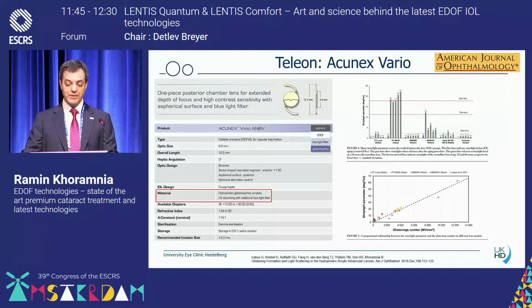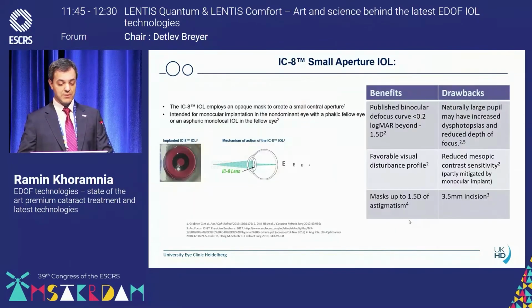In our laboratory, we have very often assessed the problem of glistenings, and in this article we have been able to show that glistenings do go along with an increase in stray light. Therefore, in my opinion, I do not want to see glistenings in any monofocal lenses, and I certainly don't want to see glistenings in lenses where patients pay a lot of extra money to get rid of spectacles.